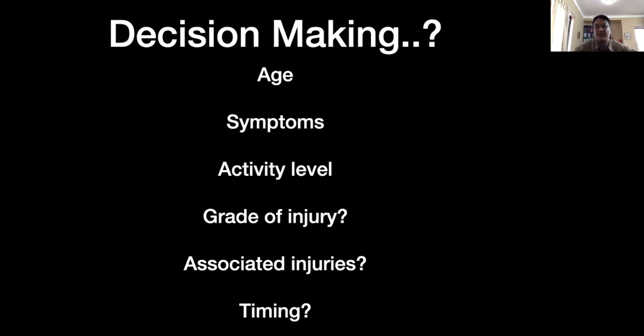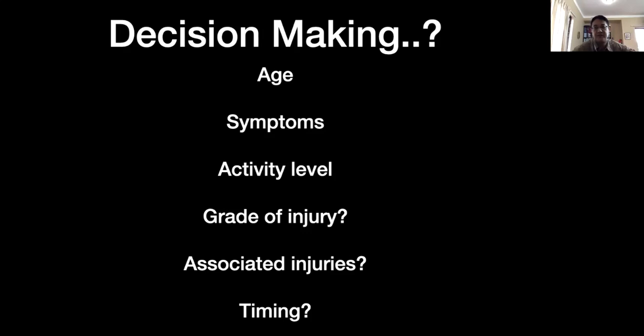You do different tests like your dial test. You assess whether the PCL is torn and the posterolateral corner. That's how I will assess. Okay. So whatever grading of PCL injury or whether the PCL is associated with other injuries, the decision making depends upon the age of the patient. That means the activity level of the patient.